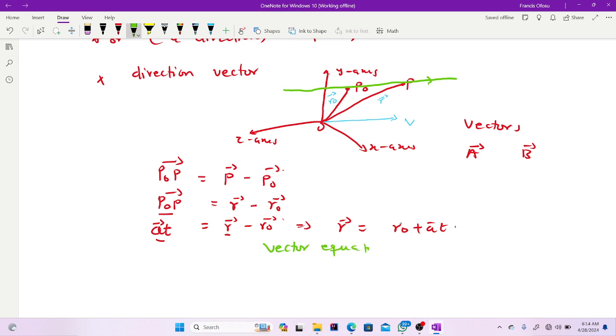The vector equation of a line. So have this equation in mind: R naught plus vector AT is equal to R.